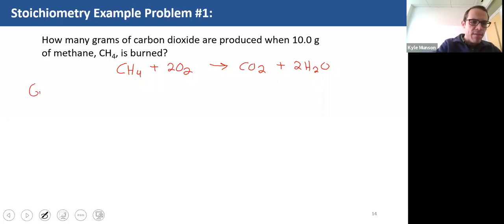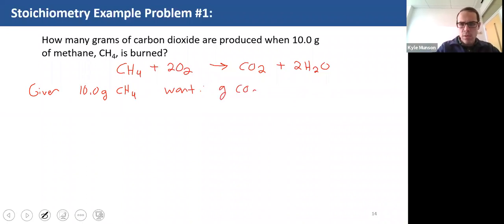Again, we're going to write down what's given: 10 grams CH4. And we want grams CO2. So here's our path. Here's what we're going to do.